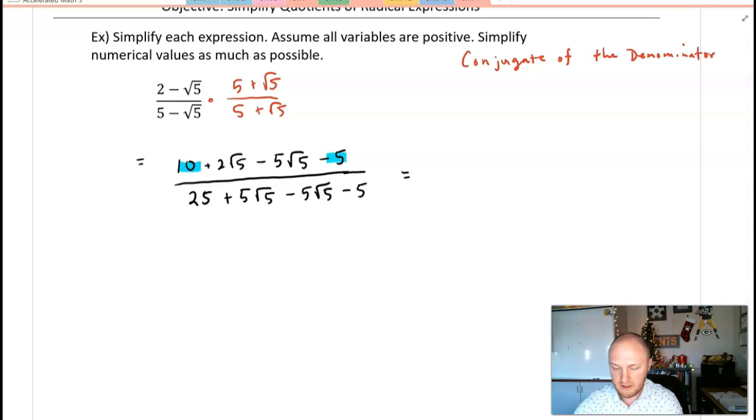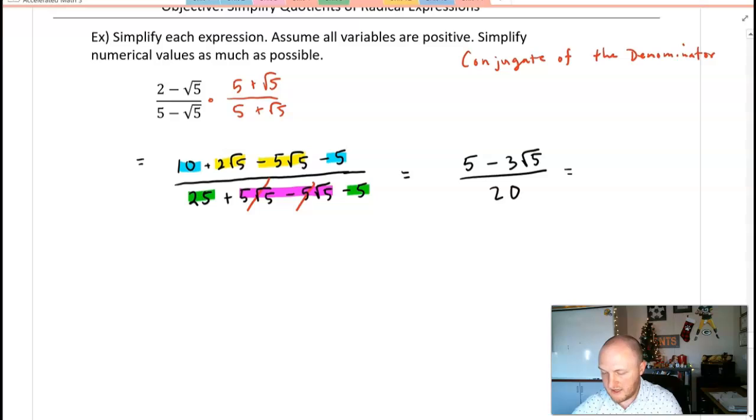I have some terms here in the middle that I can combine. I have a positive 2 root 5 take away 5 root 5. I can combine those, right? Same radicand, same index. And then in the denominator, looks like 25 take away 5 will give us 20. And again, these terms cancel as designed, right? So those terms cancel. Okay, so let's kind of clean this up. So 10 minus 5 is 5, minus 3 root 5, all over, looks like 20.